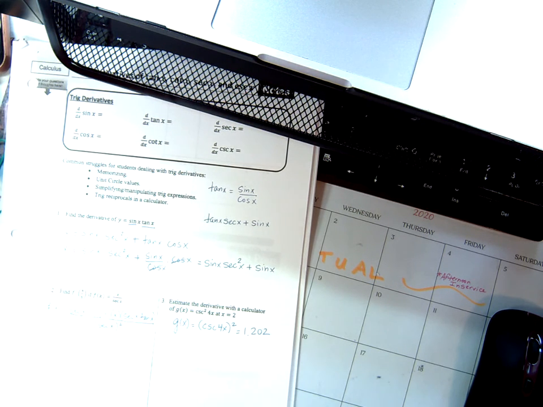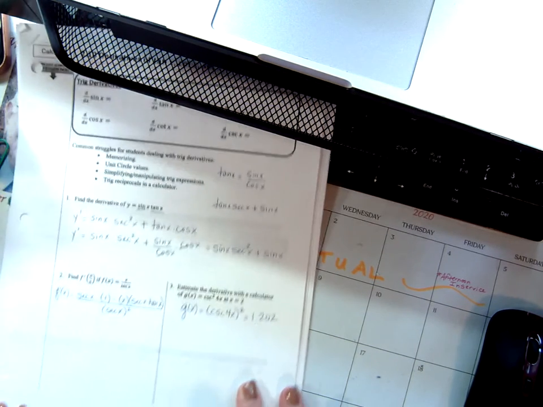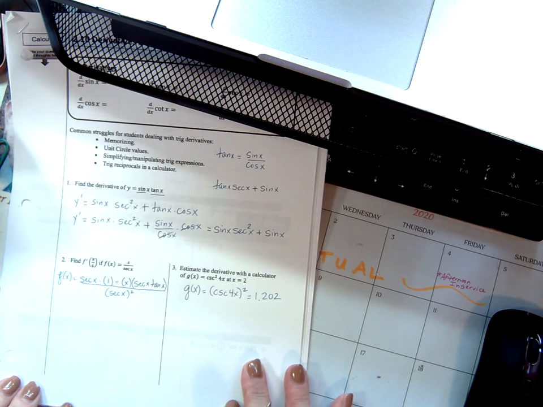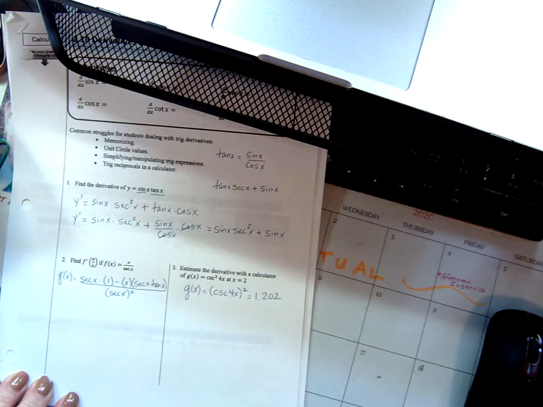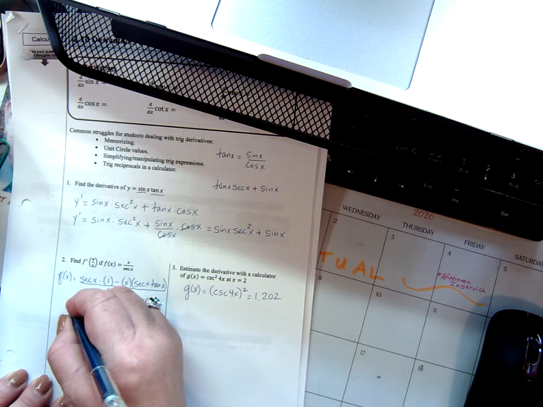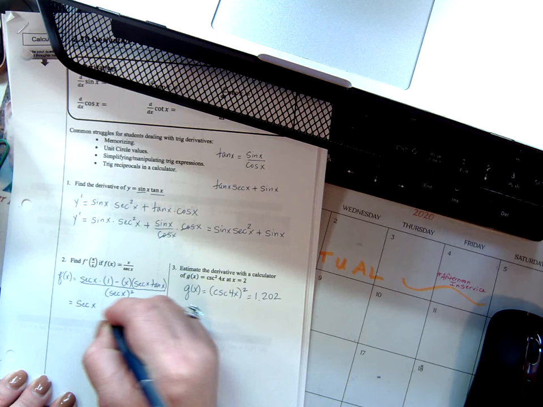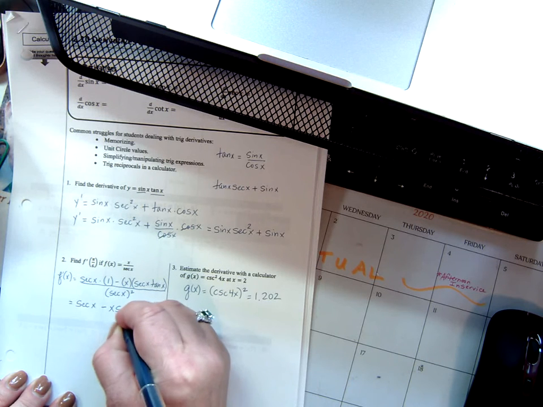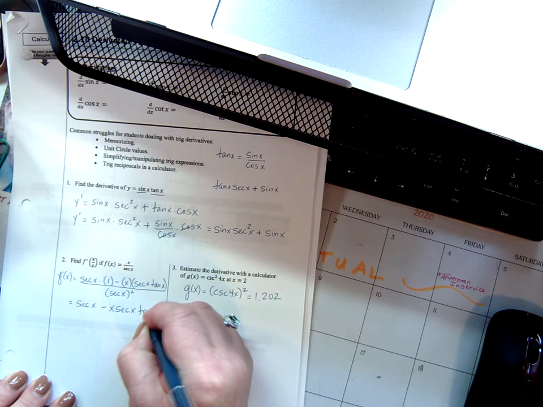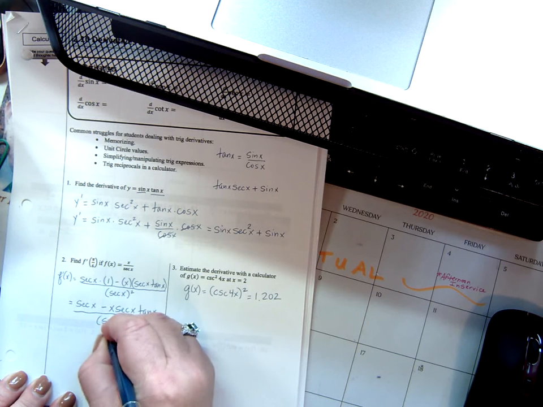You can't see me, hold on. How's that? That's better. All right. So then I'm going to see if I can clean this up any. I don't know that I can. I have a secant of x minus an x secant of x, tangent of x, over secant of x quantity squared.